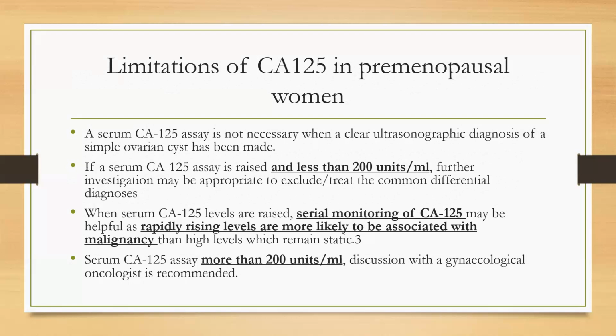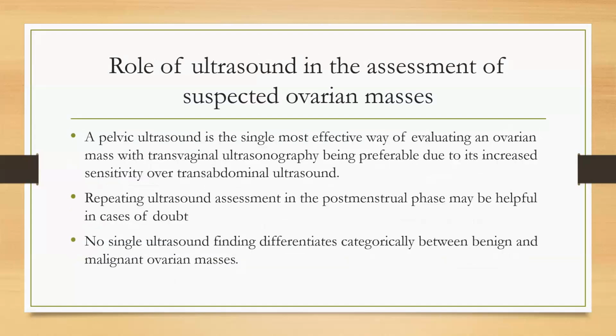Serial monitoring of CA 1 to 5 may be helpful, as rapidly rising levels are more likely to be associated with malignancy than high levels which remain static. If it's raised less than 200, let's say it's 150, and we do serial monitoring and it's still 150, 150, it means it's not cancer. If it were cancer, it would increase with time. In the second scenario, you did the CA 1 to 5 and it's more than 200. So there are chances that she is having cancer, and discussion with a gynecological oncologist is recommended. This is the discussion about CA 1 to 5 in the premenopausal woman.